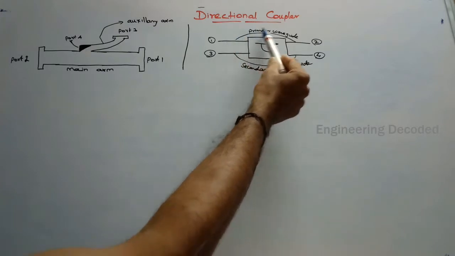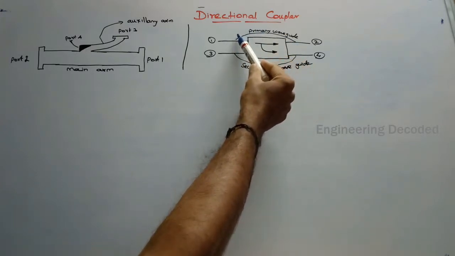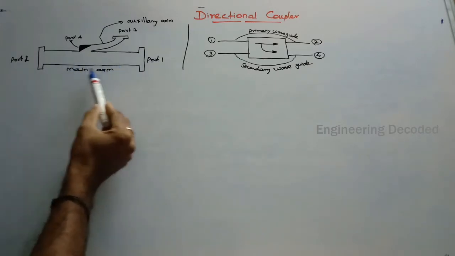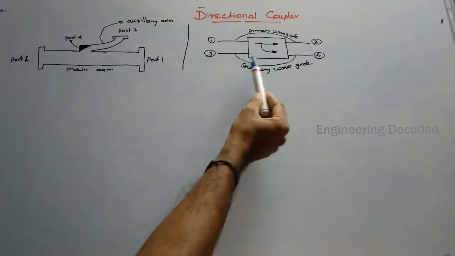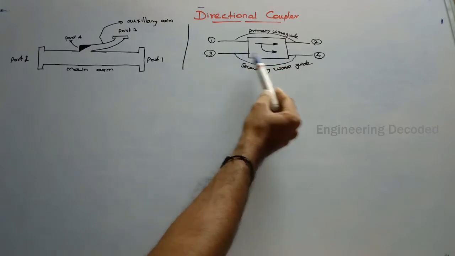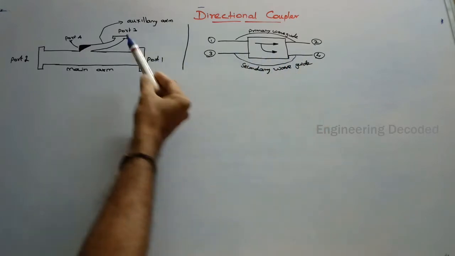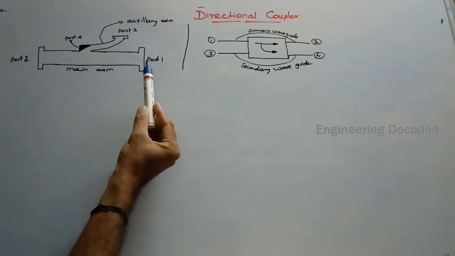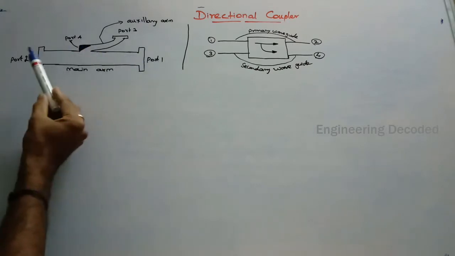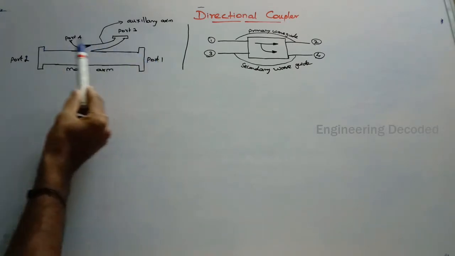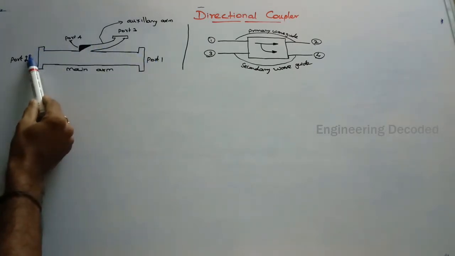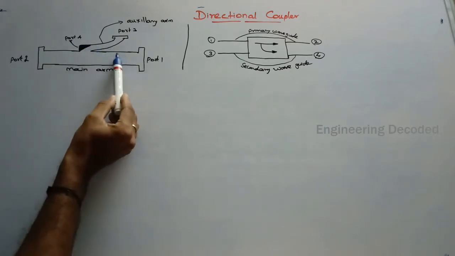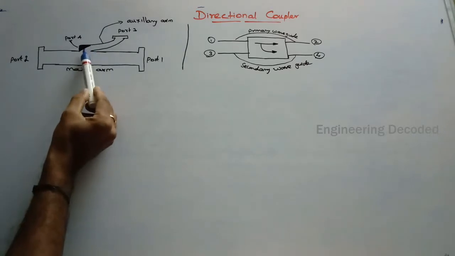So port 1 and 2 forms the primary waveguide. What is mentioned here is that port 1 and port 2 are the main arm, or the primary waveguide, and port 3 and port 4 form the secondary waveguide, which can also be called the auxiliary arm. So here we can pass a signal from port 1 to port 2. Here we have a hole, so the signal that is passing through this will pass through this hole.